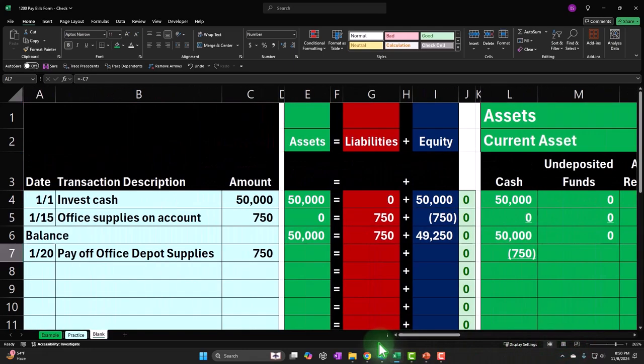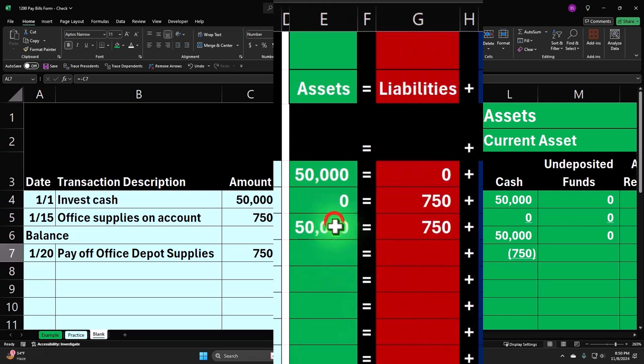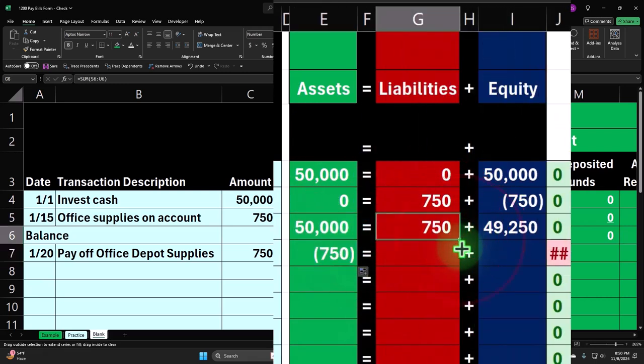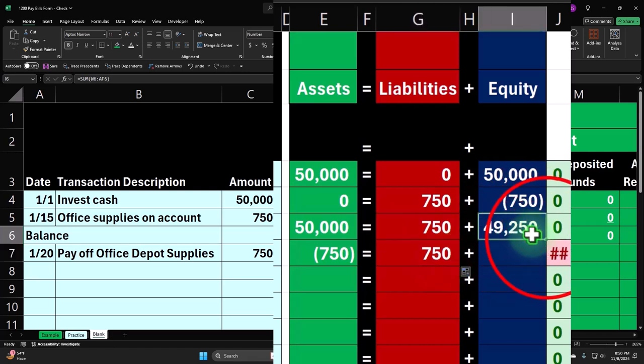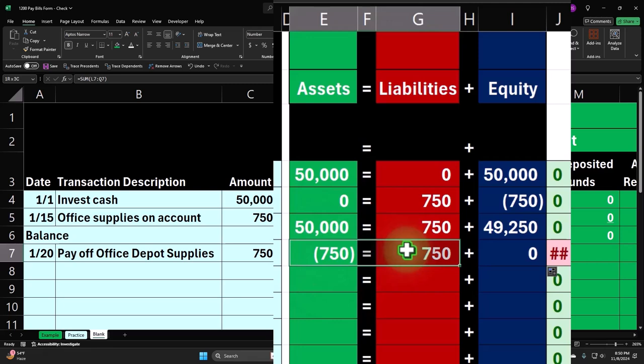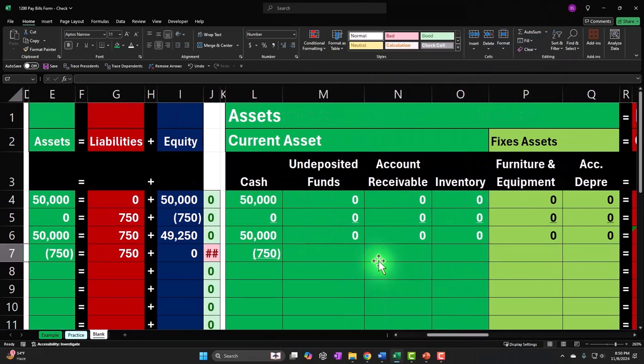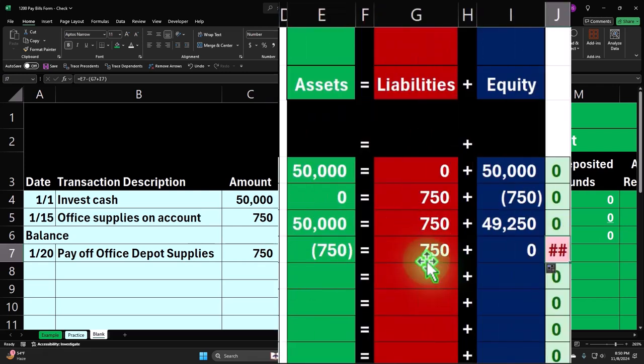In any case, let's go back over here and copy this down. So there's the 750, and copy this down. So the transaction equals out. So assets are now going down because I paid cash, and on the other side liability should be going down. See how this is out of balance? My check figure turned red.